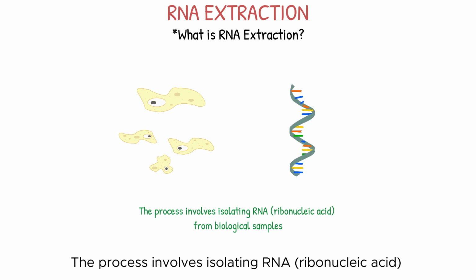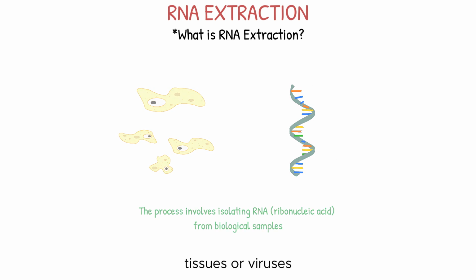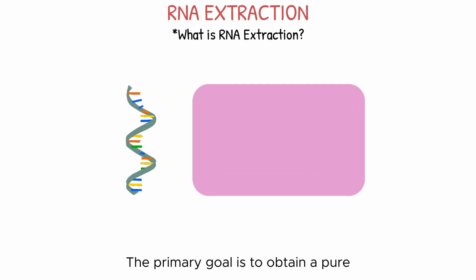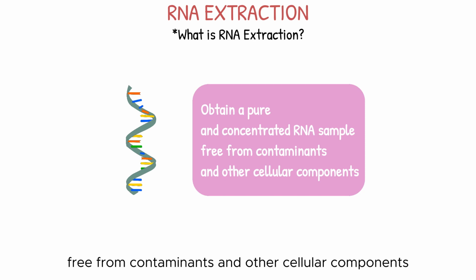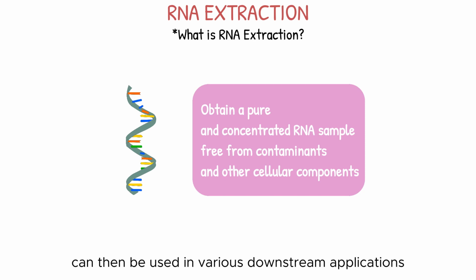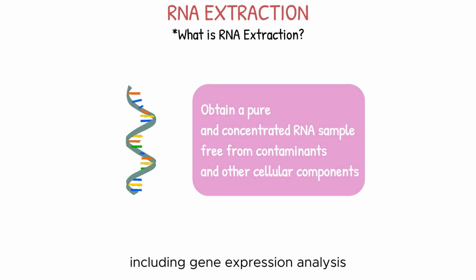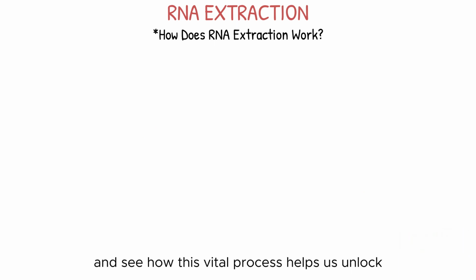The process involves isolating RNA from biological samples such as cells, tissues, or viruses. The primary goal is to obtain a pure and concentrated RNA sample free from contaminants and other cellular components. This purified RNA can then be used in various downstream applications, including gene expression analysis, transcriptomics, and the detection of pathogens. Now, let's take a closer look at the working principle of RNA extraction and see how this vital process helps us unlock the mysteries of gene expression and function.